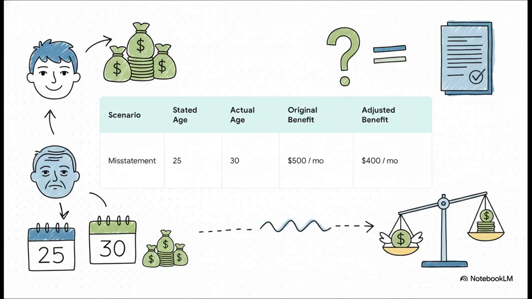So, this provision, the misstatement of age rule, allows the insurer to adjust your benefits to what your premium would have bought at your correct age. So, for example, if you said you were 25 but were actually 30 and your premium got you a $500 monthly benefit, well, the insurer will just adjust it down to, say, $400 a month, which is the amount that premium would have purchased for a 30-year-old. They fix the math, they don't void the policy.